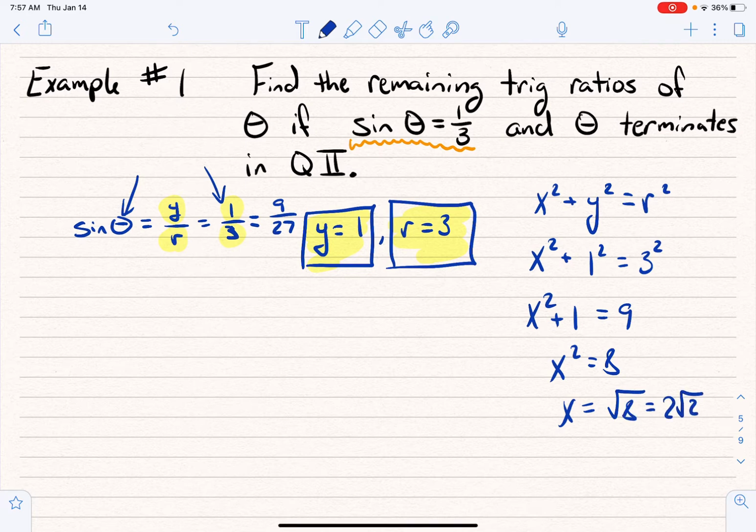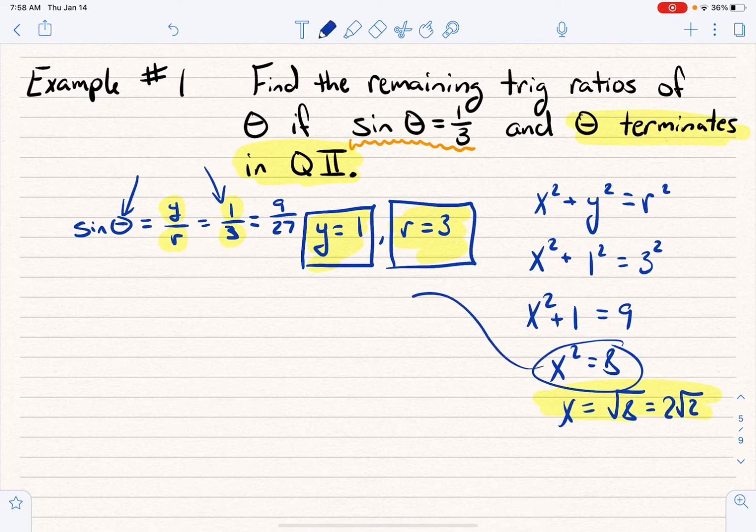And then they rock and rolled everything, and they gave me what cosine theta was, tangent theta, cotangent, secant theta, and cosecant theta. And they got them all wrong, or they got a lot of them wrong. And the reason is they forgot the second piece of information. Theta terminates in quadrant 2. Okay, they forgot about that, and they made one little mathematical error. And that mathematical error happened right here. So what's wrong with that?